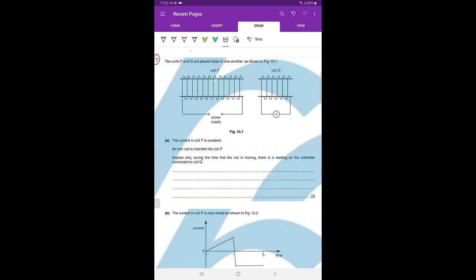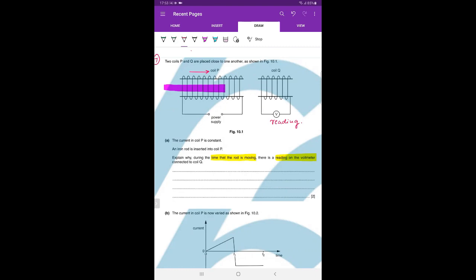It then goes on to say, explain why during the time that the rod is moving, there is going to be a reading on the voltmeter. Okay, so think of an iron rod which is inserted inside the coil P. This is your iron rod, so as to say. And think along the lines that so long as the iron rod is moving, we should expect a reading on the voltmeter. Answer को approach कैसे करेंगे? Remember, there was a current in the coil P.